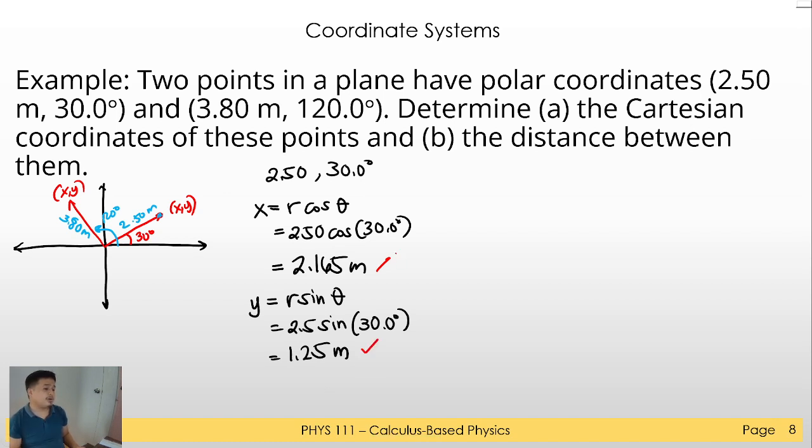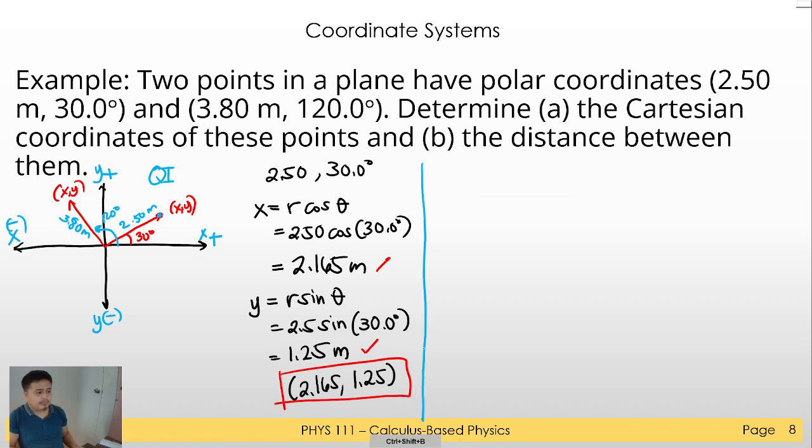This is already our coordinates, but be mindful, we did not have to change the sign since this is in quadrant 1. So the x here is positive, the y here is positive. Remember this as well. Conversely, the x should be negative here, and the y should be negative here. If in quadrant 1, both x and y are positive. So let's put this as 2.165 and 1.25.